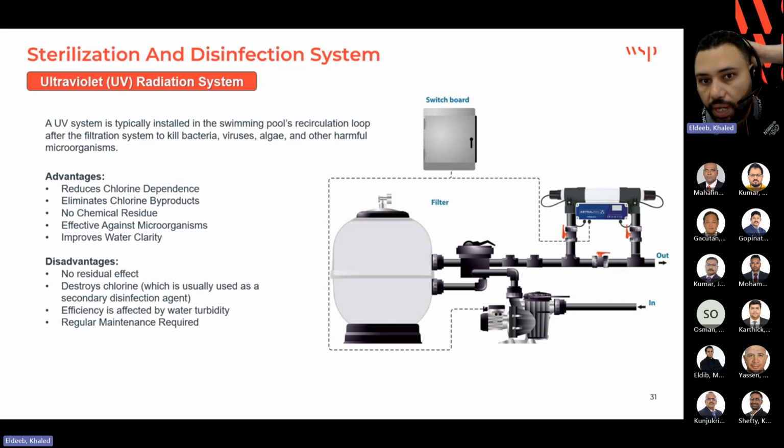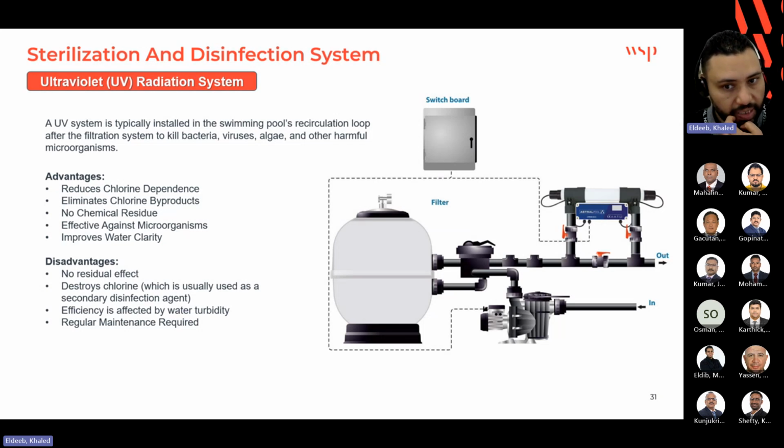Here we have another type of disinfection, which is called ultraviolet. Ultraviolet radiation is a water disinfection method that uses high energy ultraviolet light to inactivate or destroy harmful microorganisms. It is a chemical-free process that enhances the water quality and reduces reliance on chlorine-based disinfectants. So what is the working principle of the ultraviolet system?